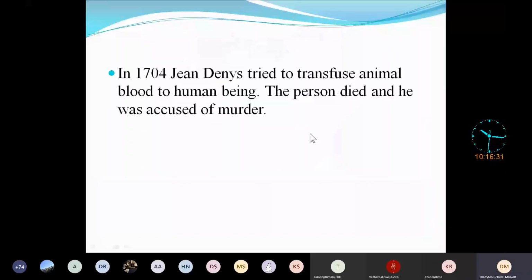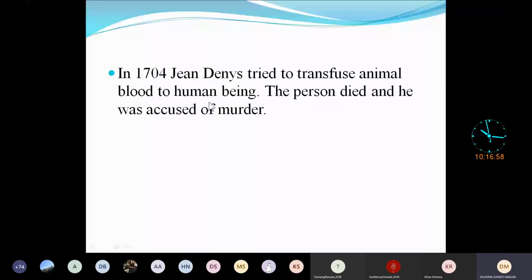So now after it was in the 15th century, isn't it? So now here in 1704, Jean Denis tried to transfuse animal blood to a human being. So they wanted to do this test again. So that time they transfused the animal blood to a human being, and then the person died. Nowadays also we don't transfuse the animal blood, isn't it? So human to human blood and animal to animal blood can be transfused.